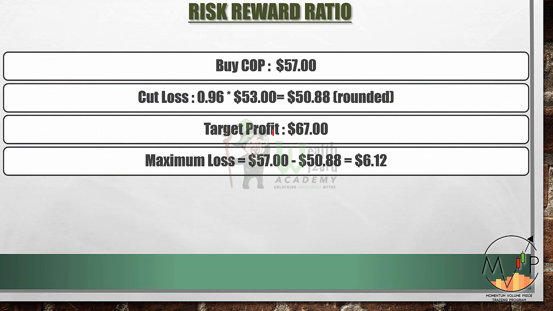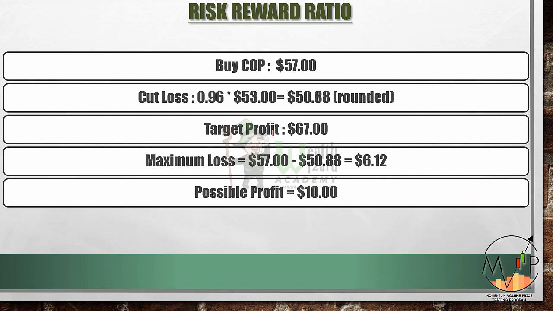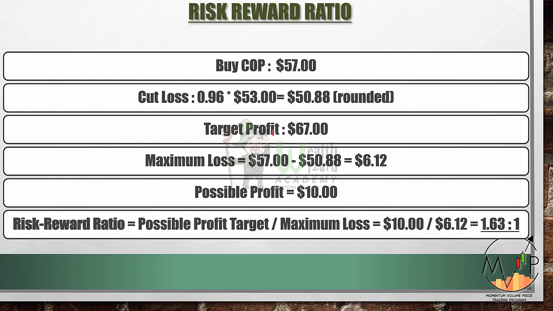The rest remains the same. Maximum loss is buy price minus the cut loss. Possible profit is $10. And then we calculate our risk reward ratio. Here, if you realize, the risk reward ratio doesn't meet our criteria of a minimum 2-to-1. So this is not a right trade to take if we calculate based on this cut loss level.